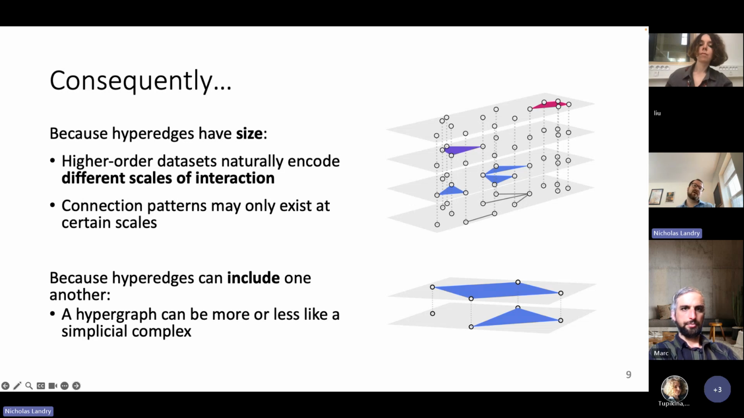And secondly, I mentioned that hyperedges can include one another in contrast to pairwise networks. So we see an illustration of this on the bottom right, where we've got a 4-way interaction that includes a 3-way interaction. And so what I'll be talking about today is that a hypergraph can be more or less like a simplicial complex. And I'll talk about what that means in a little bit.